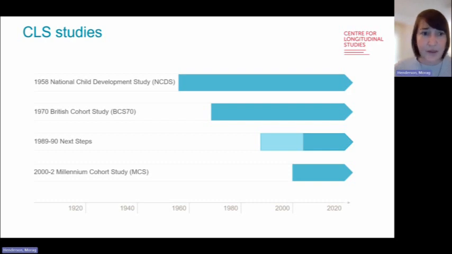We've also got the 1989-1990 Next Steps study, which is not a birth study, so we don't follow the cohort members from birth per se, but we pick them up in adolescence and follow them into, at this stage, early adulthood. And the youngest one is the Millennium Cohort Study, who were born between 2000 and 2002. We have got some other projects in development, but I'm not going to focus too much on those at the moment, but there are other training sessions on those upcoming.